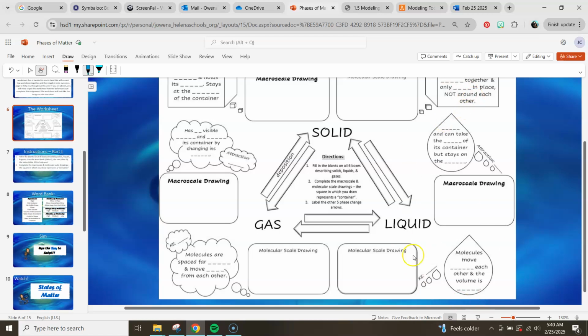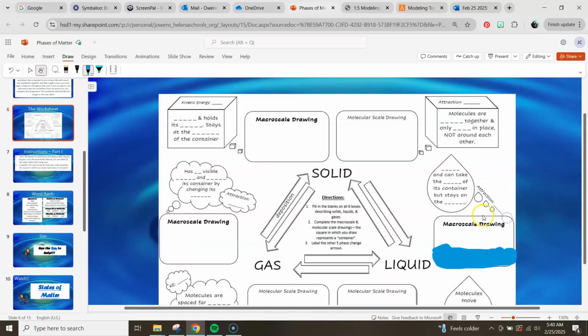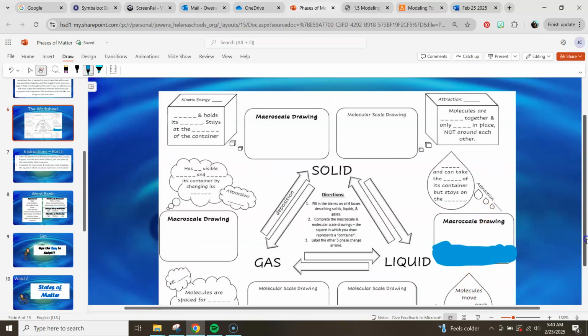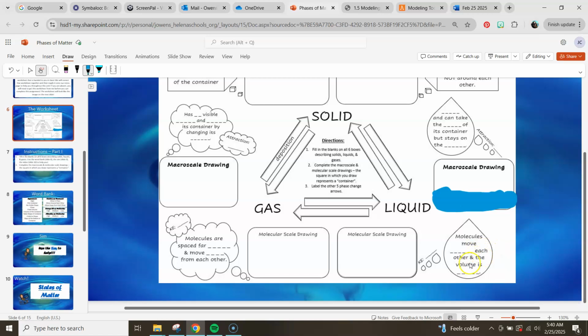Okay, so I'm going to do the liquids first, which are right over here. So the first blank here is flows and takes the shape of its container but stays on the bottom. Liquid's attraction is medium. As far as a macro scale drawing, you might draw some fluid kind of taking up the whole space here on the bottom of your container. Notice how it's staying at the bottom of our little box or our little container. Molecules are going to move around each other and its volume is fixed. It's very hard to change the volume of liquid.